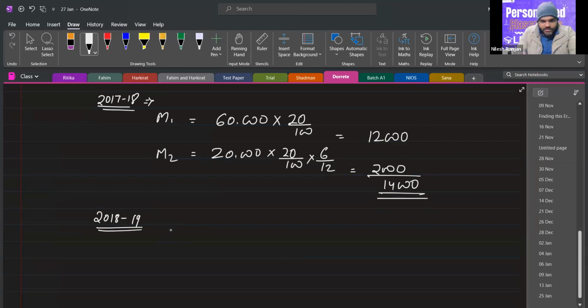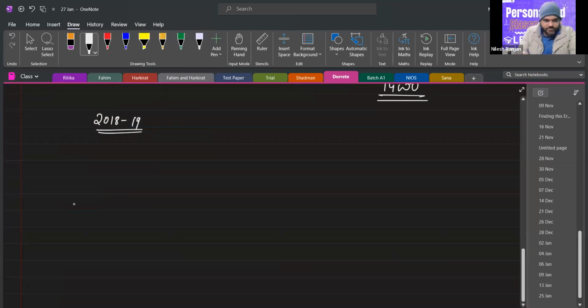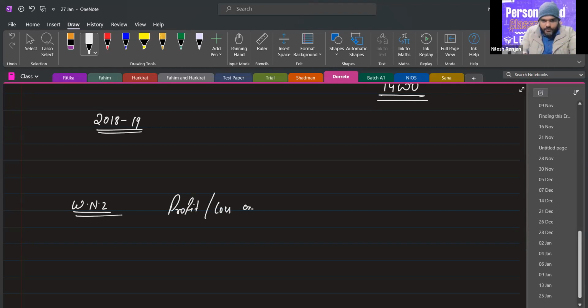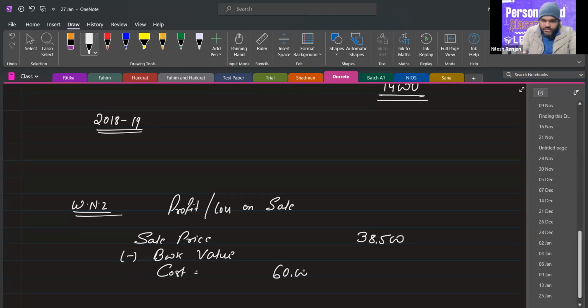So first of all, we will calculate the balance depreciation, the working note number 2, profit or loss on sale. So sale price is given, it is 38,500. And then minus book value. To calculate book value, we have to write cost. Cost of machine was 60,000. And we have to deduct the depreciation.